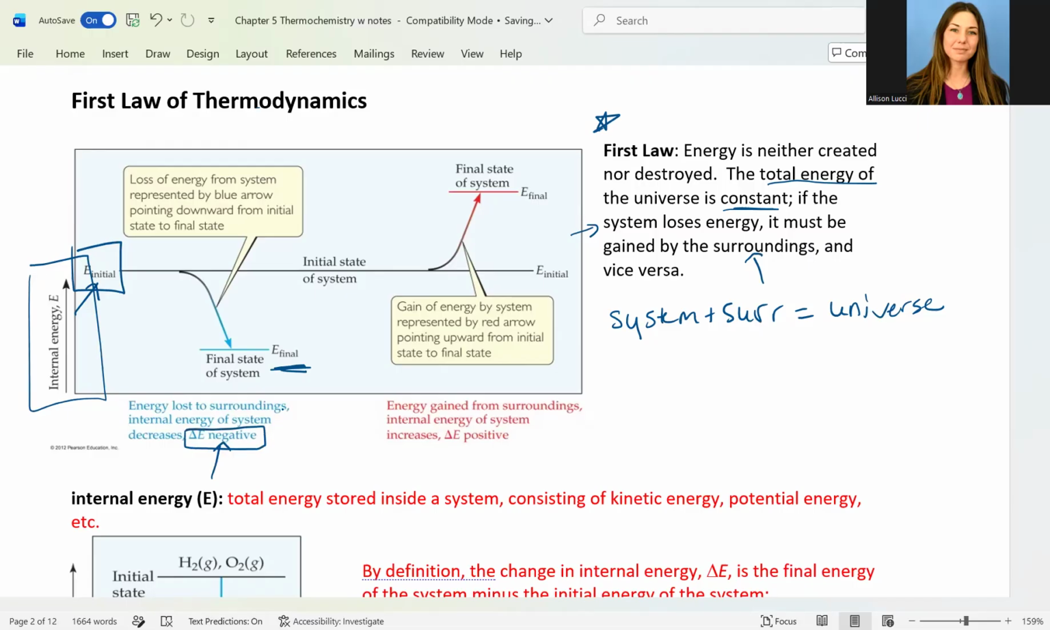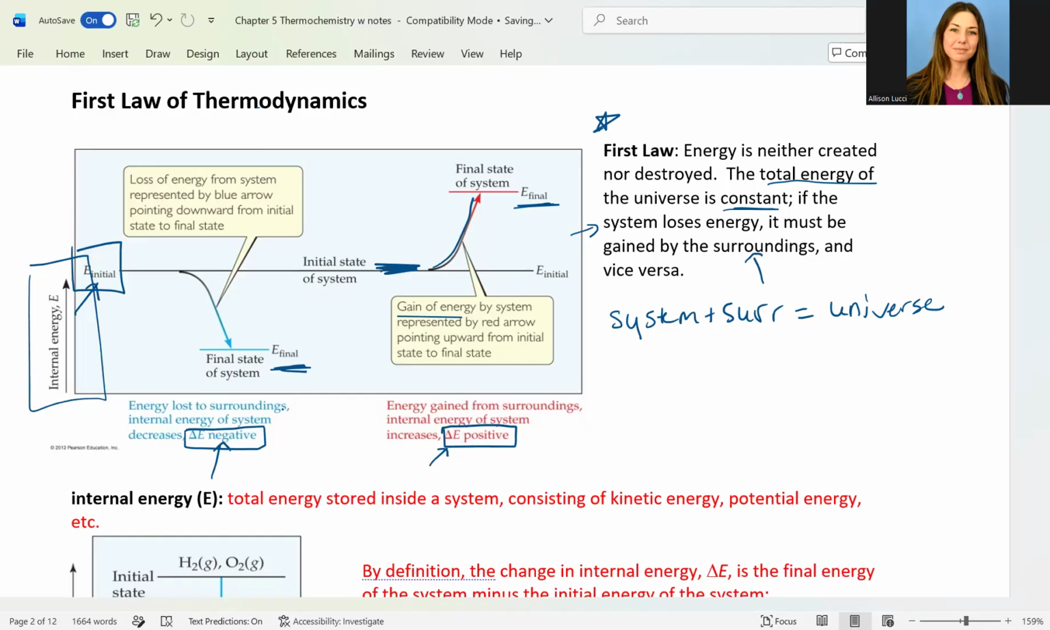On the contrary, we start at the same point here, the initial energy, the initial state of our system. There's a gain of energy by the system. So now our final energy is up here. And we would say that energy is gained from the surroundings. So the internal energy of our system has increased. And again, referencing the system, our delta E is positive. Our change in energy would be positive.